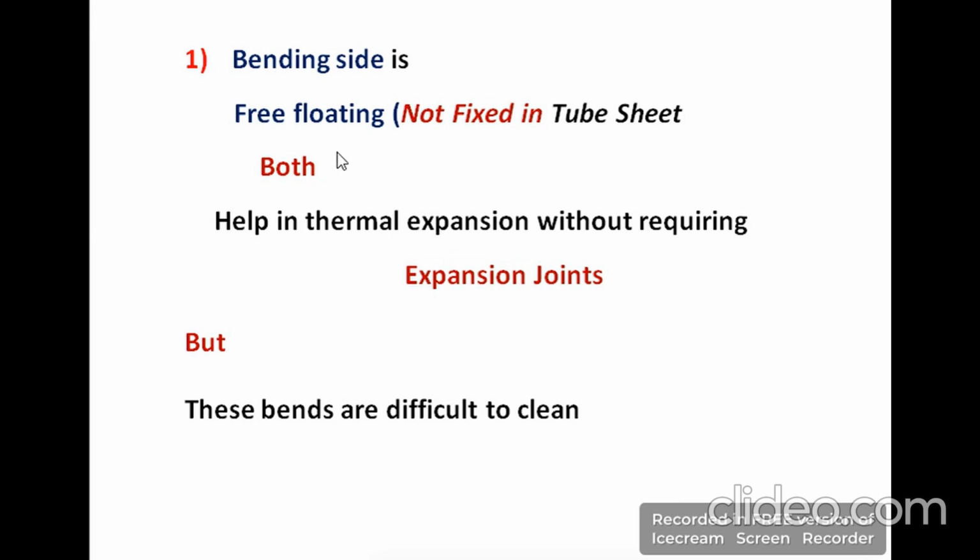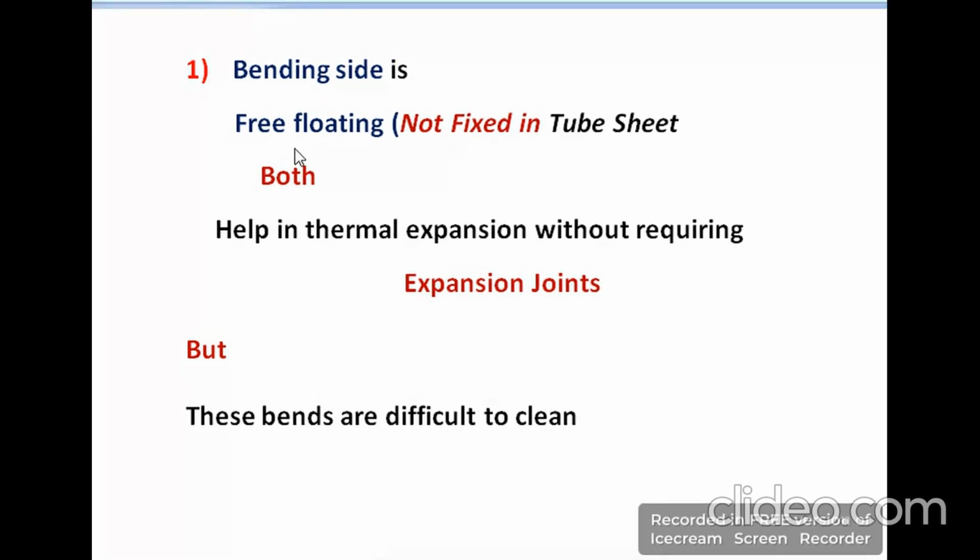Concentrate on these two points in the design of U-shaped tubes. The first is the bending side and the second is free floating. One side of the tube is the bending side. Do you know why the bend is provided in U-shaped tubes? The reason for the bending is expansion and contraction in the thermal expansion process. The second point is free floating. So what is free floating? Free floating is the bending side. The bending side is free floating. It means it is not fixed in the tube sheet. So when it feels thermal expansion, it may contract or expand.